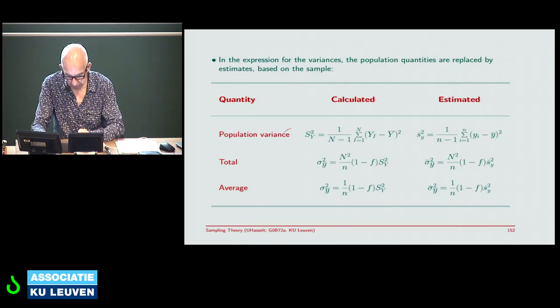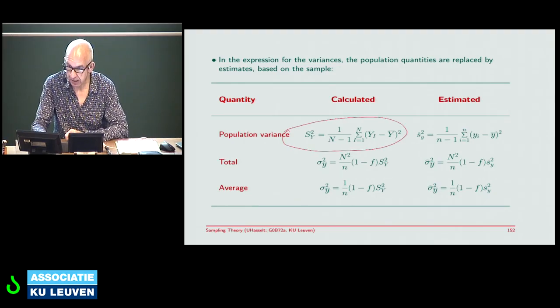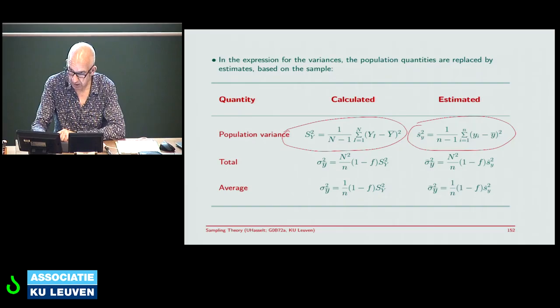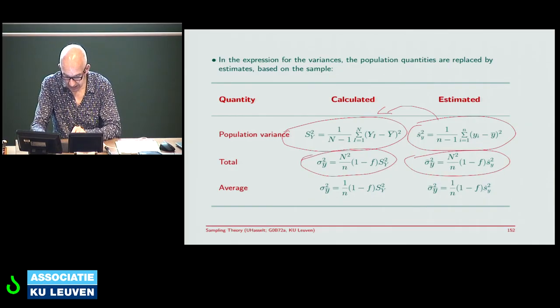And then you see that the population variance here is calculated, because you cycle through all 10 million units. Here only 10,000 units, but what we say is, well, this is a pretty good substitute for that. It gives us a pretty good idea. And then for the total, the formula is the same, except that it gets a hat on. We have estimated this quantity.